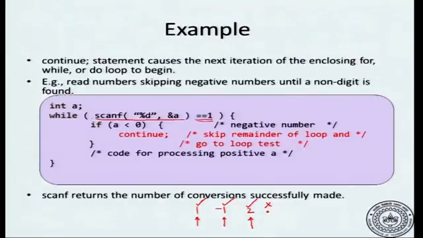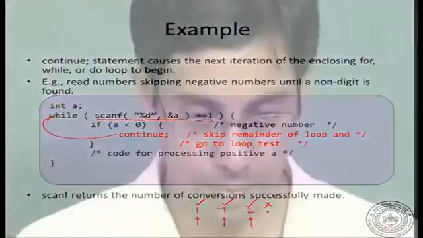So while you have read a number, you examine whether it's a positive number. If it is a negative number, that is if a is less than 0, then you say continue, which is saying that okay, I don't need to execute the remaining part of the loop. So this part of the loop will be skipped if a is less than 0. Continue means go from here and start executing the next iteration of the loop.